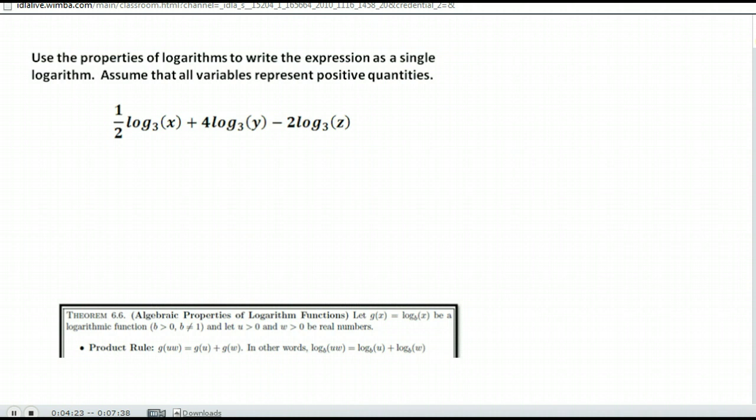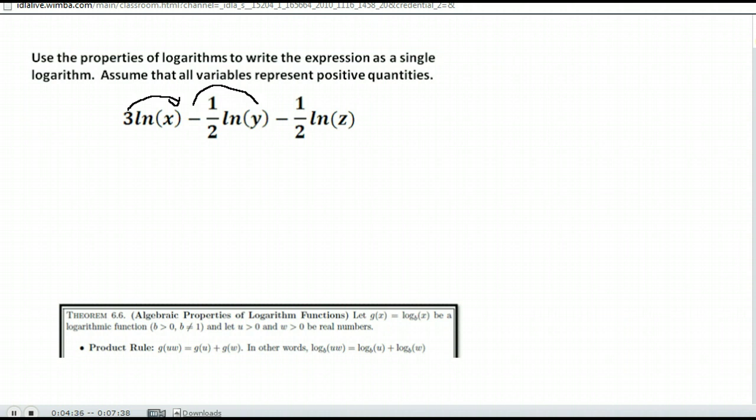Right, next example. Again, our first job here when we're asked to write them as a single logarithm is to take any numbers that are in front and bring those up as exponents. Okay, so I have a 3 in front of the ln of x, so I'm going to bring that up and I'll have ln of x to the 3rd power minus a 1/2 here.